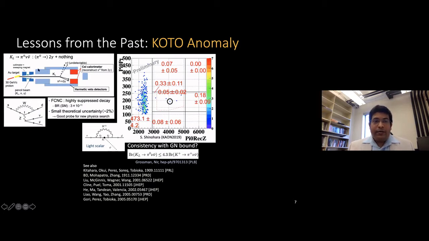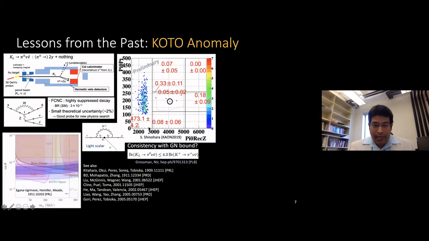Then instead of K-long to pi naught nu nu bar, you have K-long to pi naught plus this phi, this light scalar, and this phi goes unnoticed. So instead of a 3-body decay, you have a 2-body decay, but since the phi is unnoticed, you cannot distinguish it from the neutrino pair. So then you basically have this signal, and this has been studied by many people.